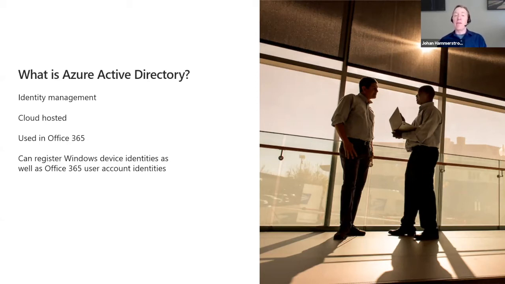So for those of you who have Office 365 for your email, you're logging into Outlook either on the web or you're connecting to Office 365 from your desktop Outlook. The username and password that you type in to connect to those resources is stored in the Azure Active Directory. So it's a cloud-hosted directory used for Office 365. And one of the things that has been added recently, I don't know, maybe it's not recently, but we've been using more and more, is adding device identities as well as user account identities.